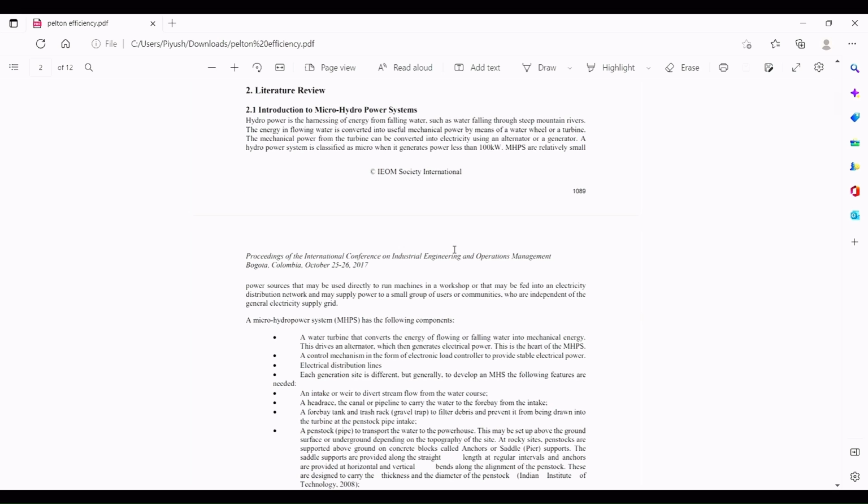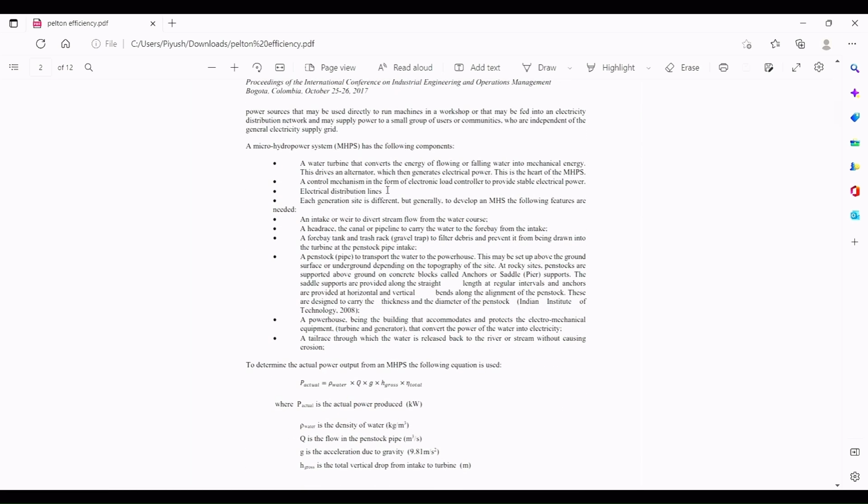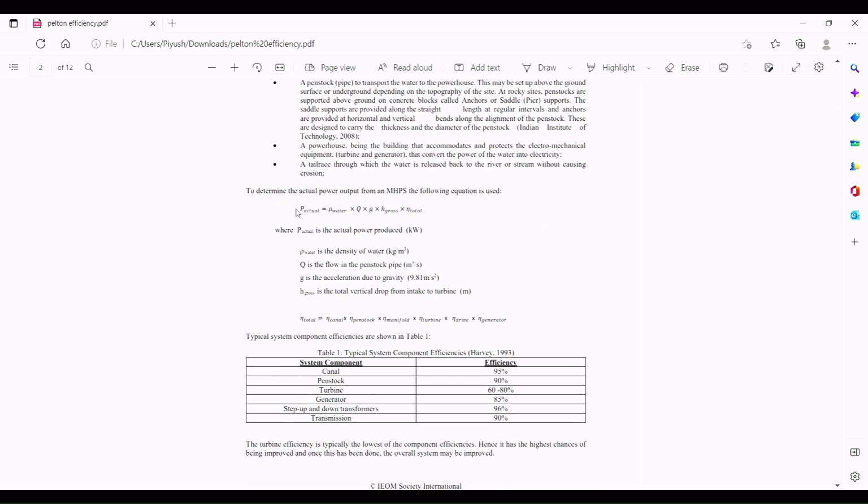Literature review. Introduction to micro hydropower system. The MHPS are very similar to that of conventional type of hydropower plants. The only main difference between them is of size. Some components of MHPS: electrical distribution lines, an intake or a weir, a head race, a forebay tank, a trash rack, a penstock, a powerhouse, a tail race, etc.